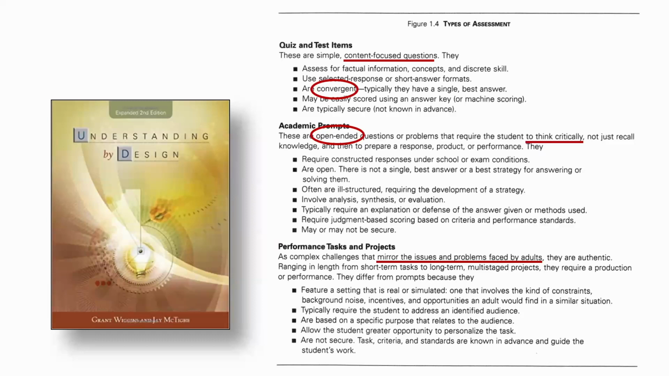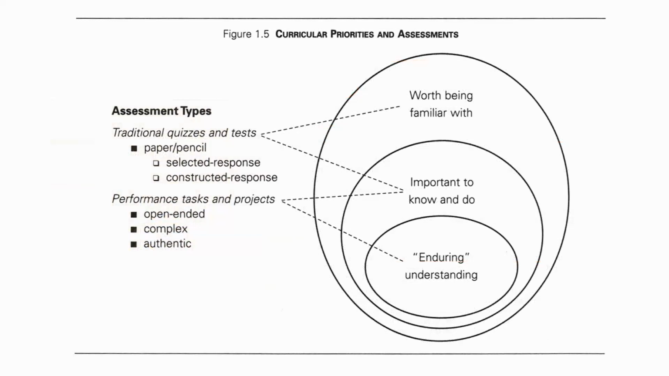Different kinds of assessment? Just to show what the textbook shows here, there's a natural kind of overlap between different kinds of assessments and different degrees of centrality of goals. Traditional quizzes and tests are best for assessing the larger penumbra of these: worth being familiar with, important to know and to do. Whereas performance tasks and projects, more open, complex, authentic, are better for getting at these enduring understandings.